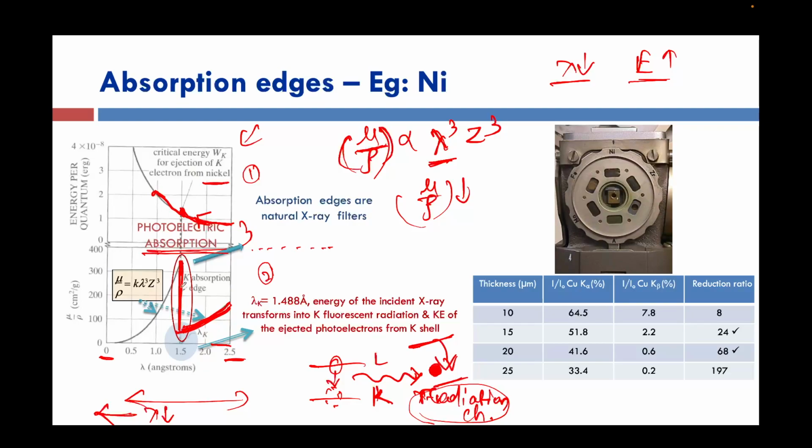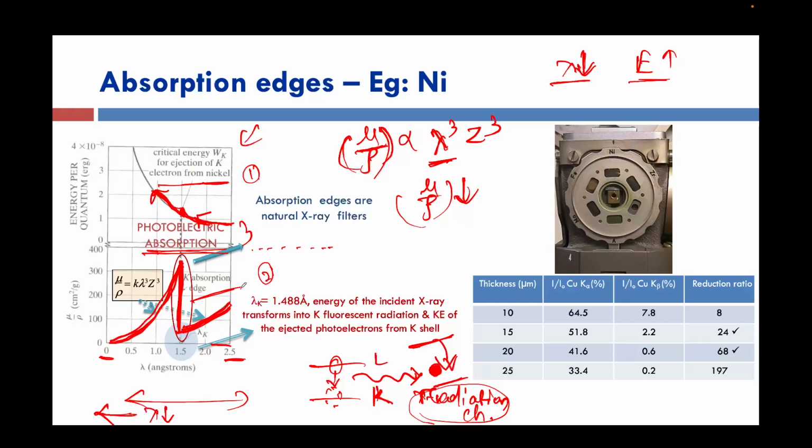Suddenly this jump happens, and beyond it, when you again increase the energy, it will follow the same path. That means energy is increasing, lambda is decreasing, and the mass absorption coefficient is also decreasing. So this kind of phenomenon will occur at the critical energy, that means the energy which is required to knock out an inner cell or K cell electron. This jump happens suddenly when the energy that you provide is sufficient to knock out a K cell electron. This edge is called the absorption edge.